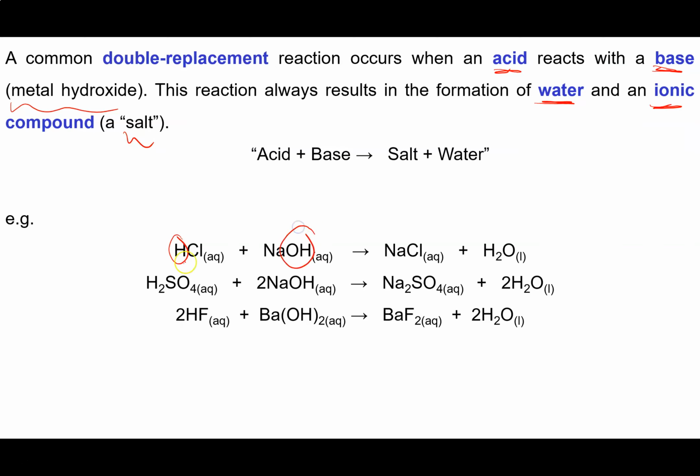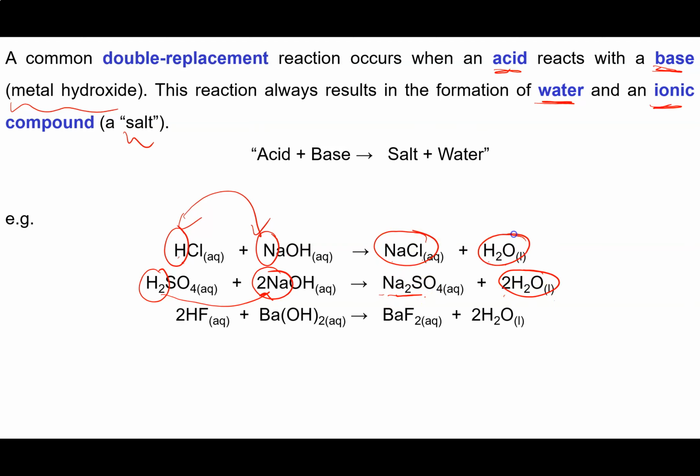So here it is, hydrochloric acid reacts with the metal hydroxide, the base sodium hydroxide, and what happens is that they exchange partners. So the hydrogen exchanges with the sodium, and we form sodium chloride and H2O, right? Because the H combines with the OH. Here's another one. Two hydrogens exchange places with two sodiums, forming sodium sulfate and two waters. So this is the salt, and this is the water. This is the salt, this is the water.